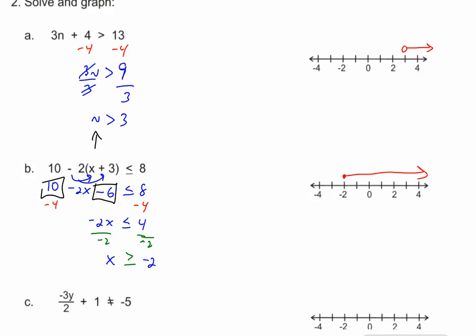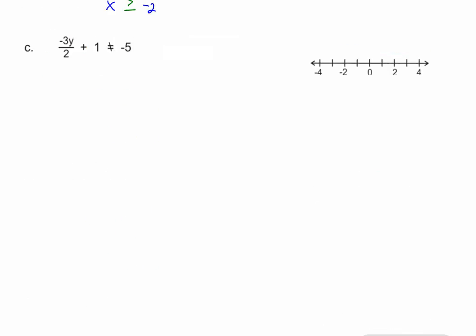Okay, what do we got? One more on this page. Let me get rid of my shade and put this higher. Okay. So same scenario, only a does not equal sign. All right, so let's see if I can refresh your memory on how to graph that. So real quick, if we move the 1 to the other side, you agree the other side now is a negative 6, right? Because I added a negative 1 to both sides. And we're going to multiply both sides by 2 over negative 3, right?